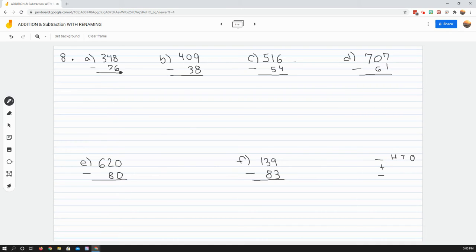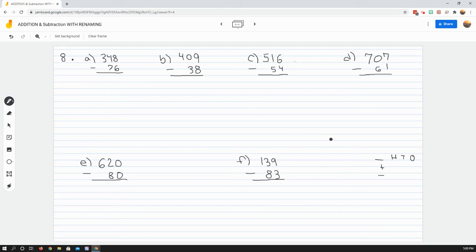Now over here you have a 3-digit number and then a 2-digit number, right? For every single one of these exercises, you have 3-digit numbers and you have to subtract 2-digit numbers. So let's look at letter A. We have 348 and we have to subtract 76.